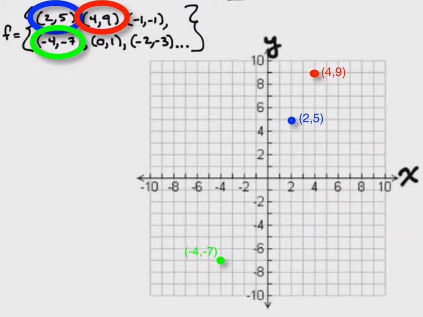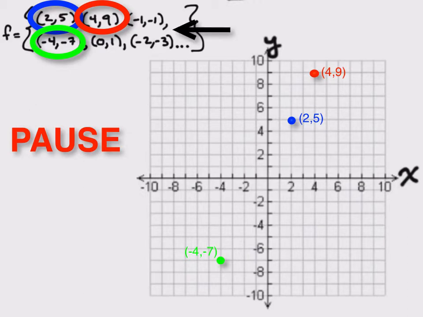So we still have 3 more ordered pairs to graph, and I hope you're getting the hang of it, so why don't you try graphing these on your own? Please pause the video, graph these remaining 3 input-output pairs on these axes, and if you'd label them too, that would be great, and when you're done, please play the video and we'll reconvene.